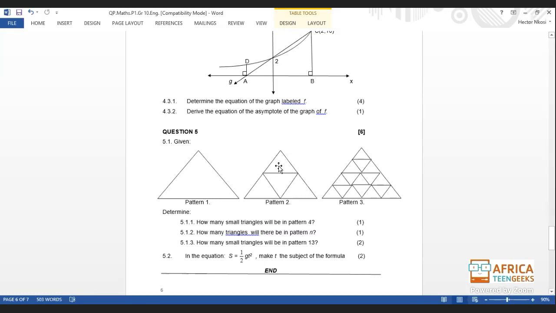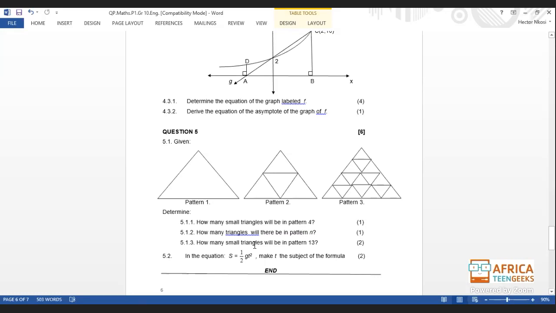So it says here 5.1, given pattern 1, pattern 2, and pattern 3. We can see pattern 1 is one triangle. Then pattern 2 is 1, 2, 3, 4. Pattern 3 is 1, 2, 3, 4, 5, 6, 7, 8, 9, 10, 11, 12, 13, 14, 15, 16, right? So pattern 1 is 1, pattern 2 is 4, pattern 3 is 16. So it's 1, 4, 16, right? Then it says how many small triangles will be in pattern 4? And how many triangles will be in pattern n?